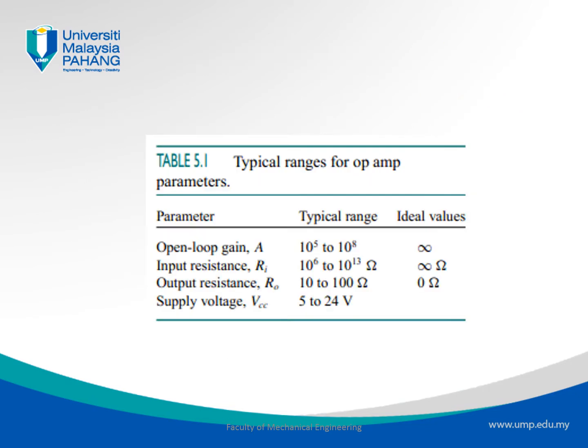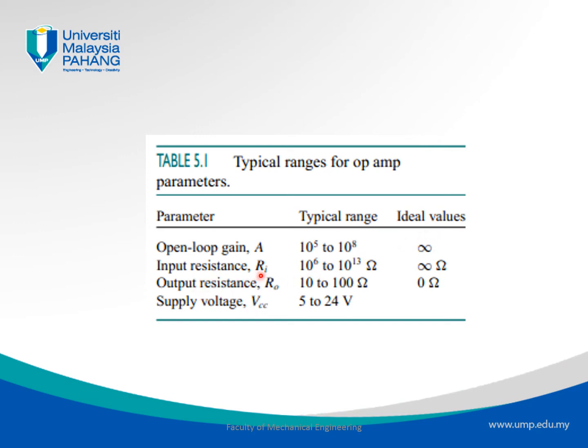This is how a typical value looks like, a typical range of operational amplifier parameters. The first one is the open loop gain. The open loop gain A that we said just now is infinity. It usually ranges from 10^5 to 10^8. So the ideal value we said just now is infinity.